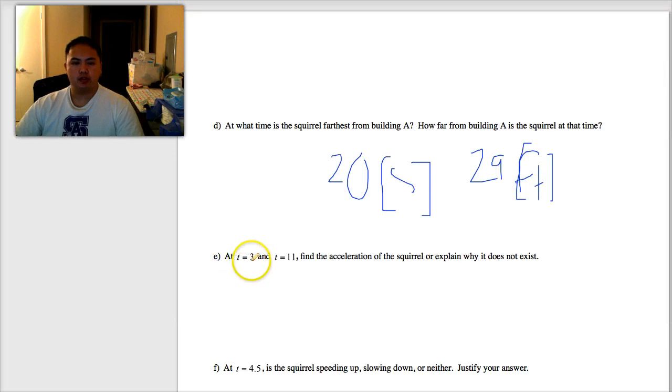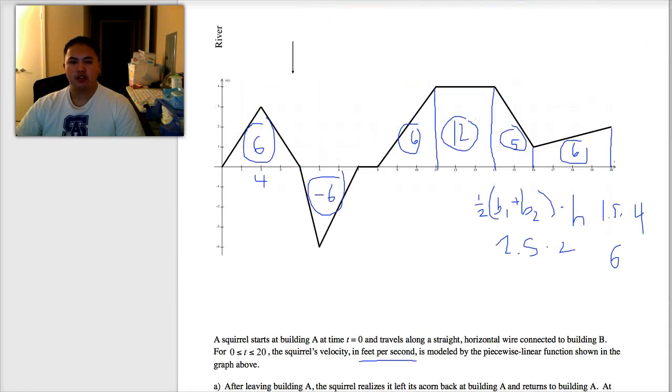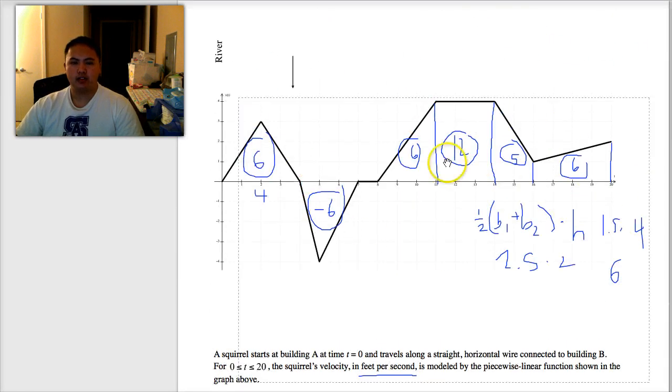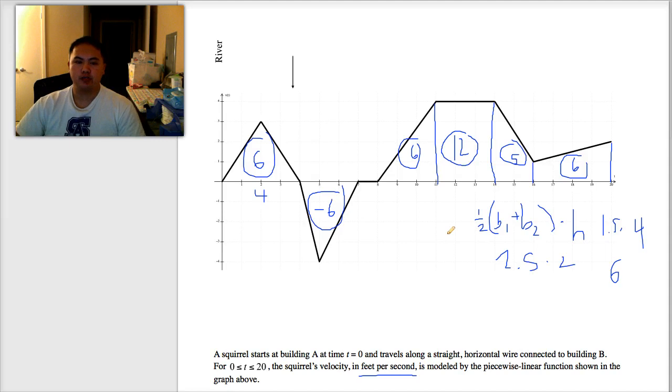It says that time equals 3 and time equals 11, or 3 seconds, 11 seconds. Find the acceleration of the squirrel, or explain why it does not exist. Alright, it says find acceleration. So remember, this is a velocity graph. How is acceleration related to velocity? Do y'all remember? Acceleration is the derivative of velocity. So literally, the question is asking me, what's the derivative at 3, and what's the derivative at 11? I'll do the easy one first.